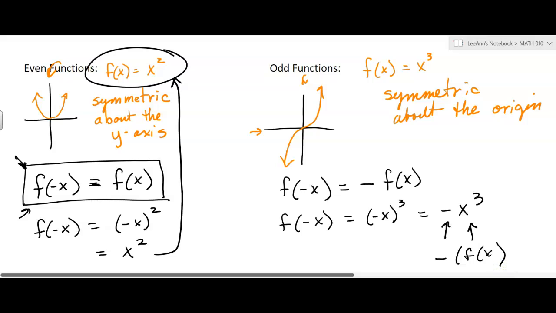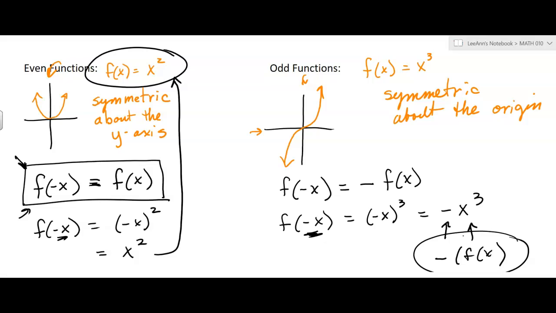Okay, so those are the tests, even function, odd function. Both of them, you put in negative x, and you see what happens. If it comes out the same, then it's an even function. If it comes out the opposite of the original function, then it's an odd function. If it doesn't do either one, then it's not even or odd. It doesn't have to be an odd or even function. It could just be a function that's not even or odd.